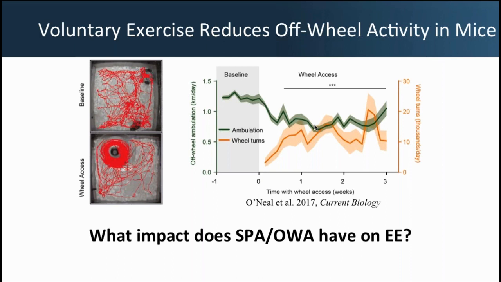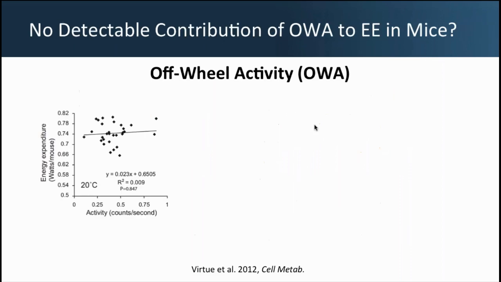What impact does off-wheel activity in general have on energy expenditure? And then what's the impact of this drop in off-wheel activity on energy expenditure? So this has been surprisingly elusive to measure, and to date there are no papers that have been able to report an independent contribution of off-wheel activity to energy expenditure. I'm going to show you one of the studies that attempted to and was unable, or concluded that there is no contribution. This is energy expenditure on the y-axis and off-wheel activity on the x-axis. They took individual mice and plotted these data, looked at the activity rate and the energy expenditure, and found that there was no correlation between how much a mouse moved around in its cage and its overall energy expenditure.